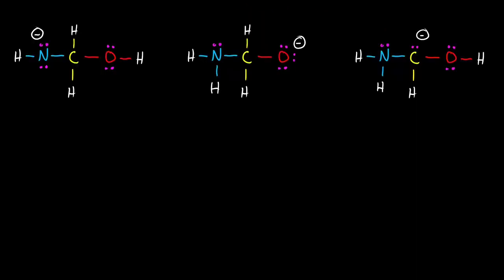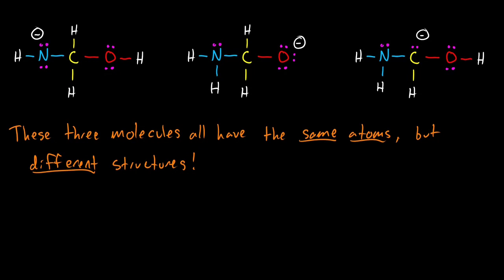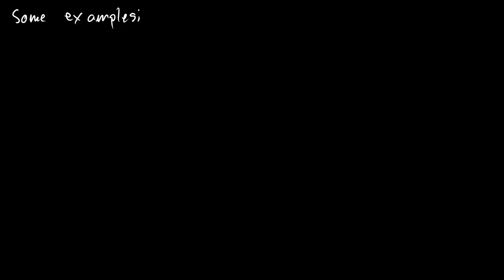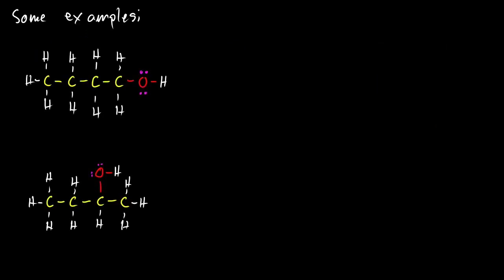Now, this is something that bears a little bit of note, which is that we have generated 3 different molecular structures that all contain the same atoms. If we have this, different molecules with the same atoms but different connectivity and therefore different structure, there's a term for this. These are known as constitutional isomers. Let's look at some examples of constitutional isomers.